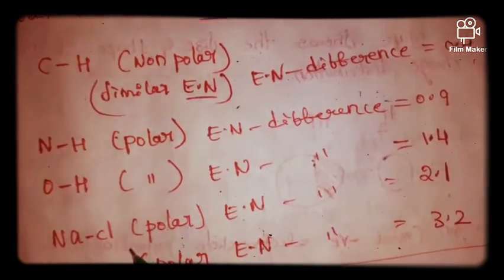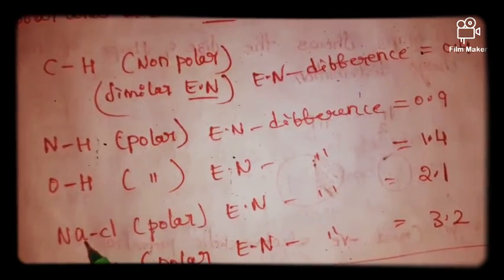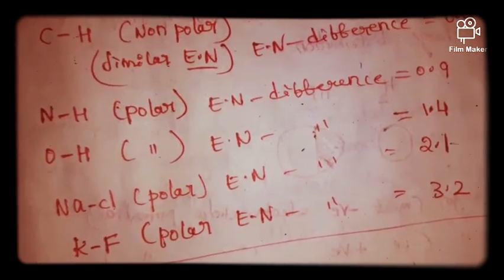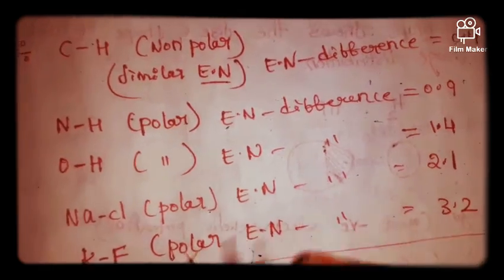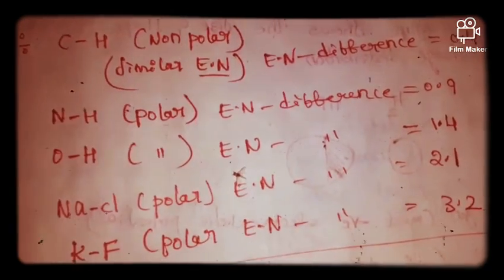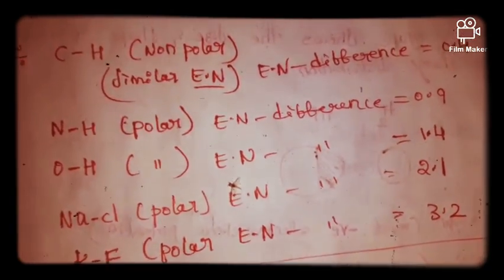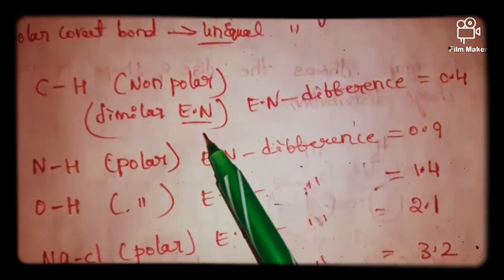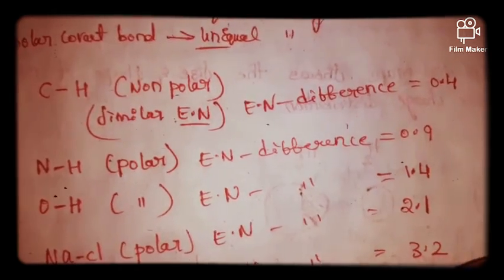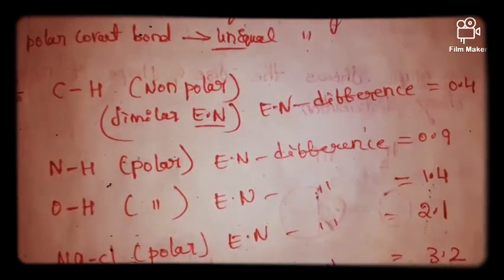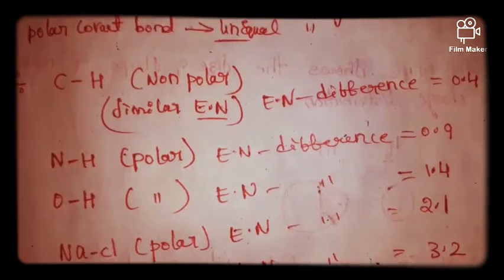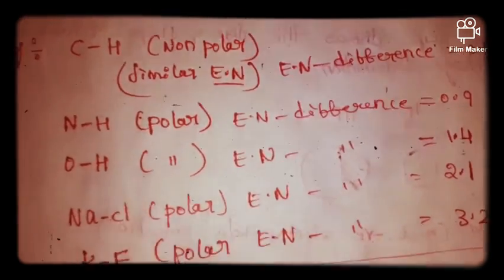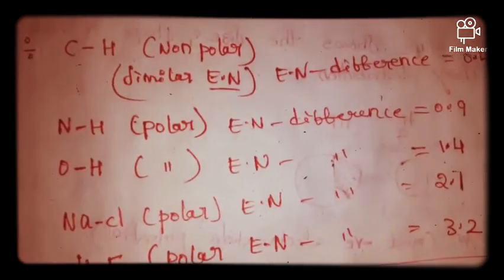See, Na and Cl, the electronegativity difference is about 2.1, so this is polar. K and F is also polar because the electronegativity difference is 3.2. So from these points we can conclude that if the electronegativity difference is more, they are polar in nature. If the electronegativity difference is very small or the electronegativities are similar, then those bonds can be said to be non-polar bonds. Hope you understood this, friends.